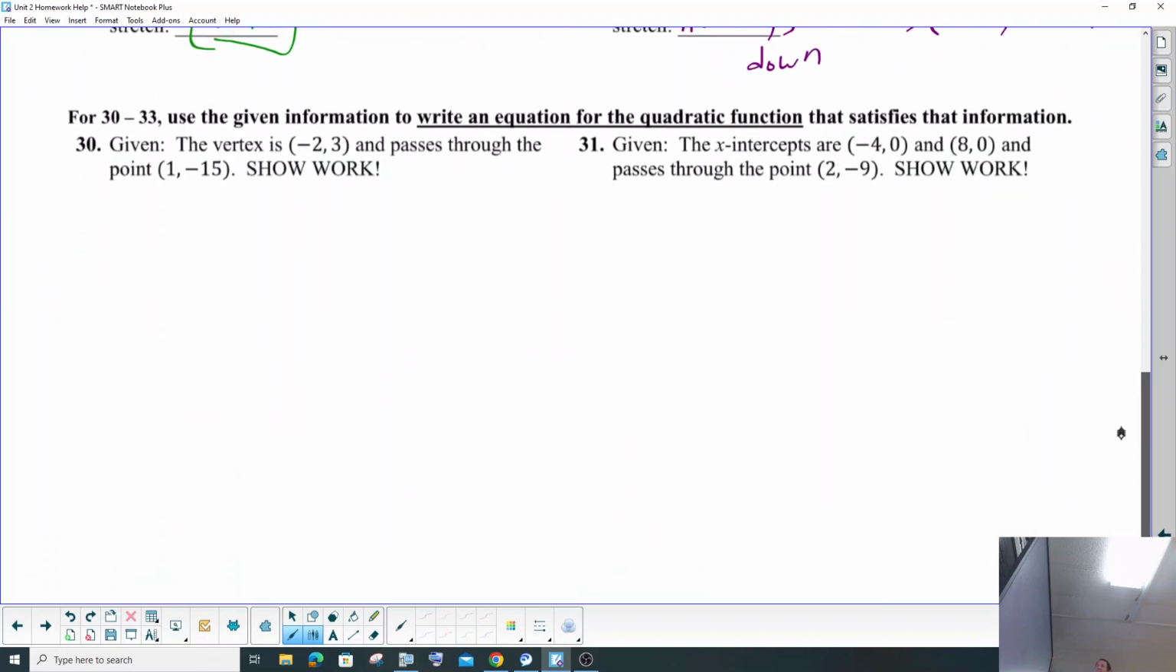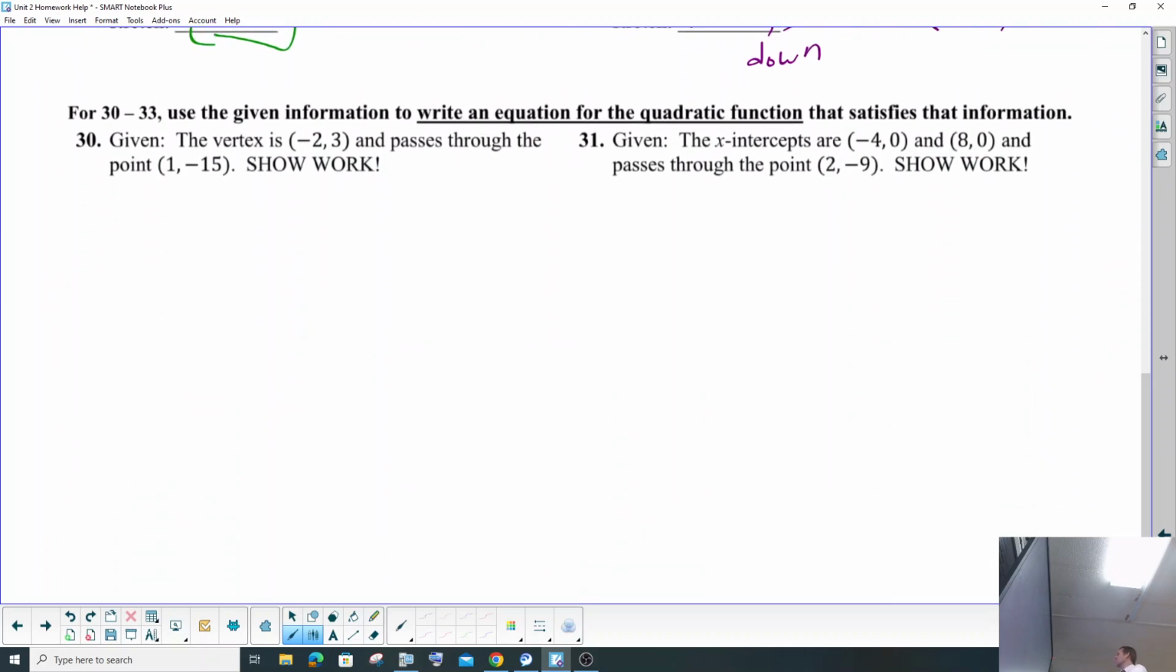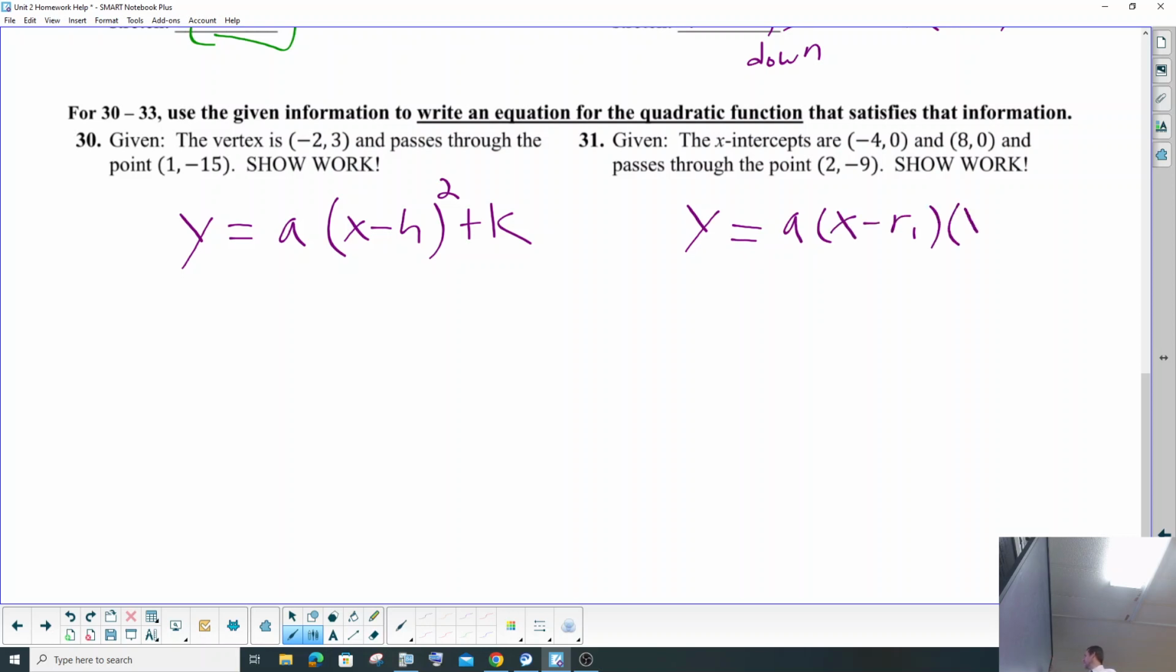Okay, so then write an equation, a quadratic function, that satisfies the information. We just learned this recently, and you have to use either the vertex form, the x-intercept form, or a quad regression. The vertex form, again, is a times x minus h, all squared, plus k. Memorize it. If they give you x-intercepts, you're going to use x-intercept form, which is a times x minus r1 times x minus r2.